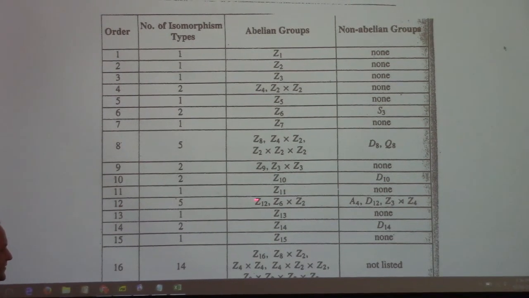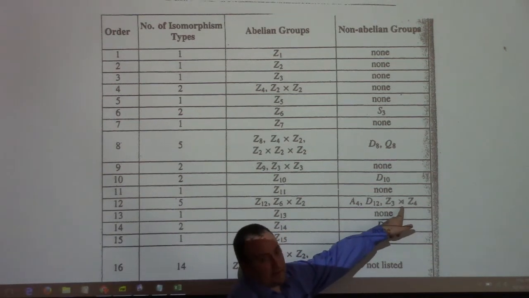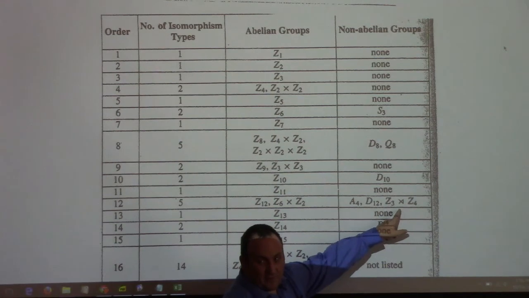12 is weird. It's got this, that, and you got your A4, you got your D12. And this, we haven't talked about. This is the semi-direct product. This is a section in Chapter 8 I have been merciful to have not covered for you this semester.